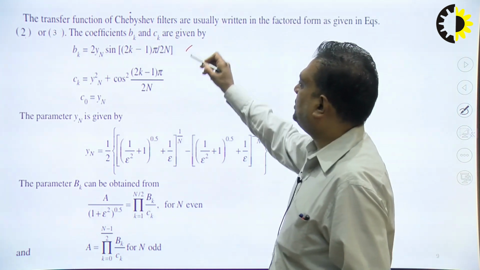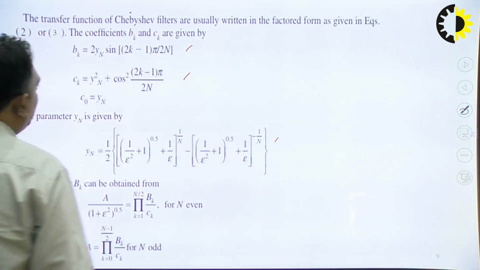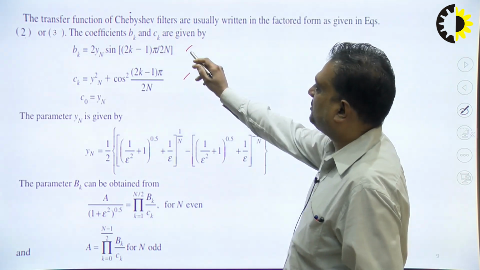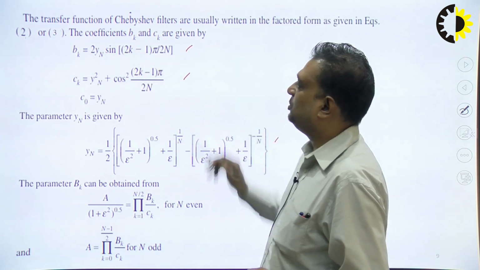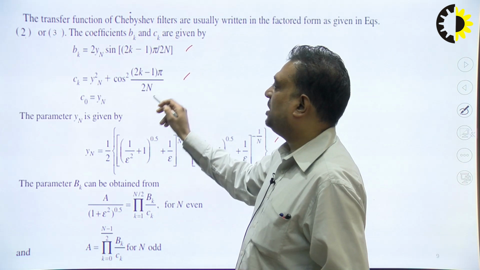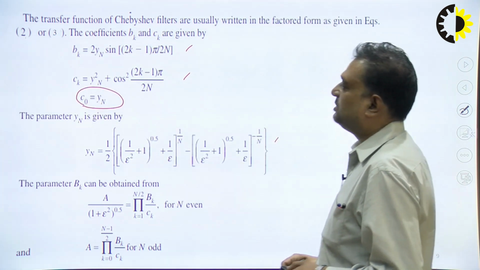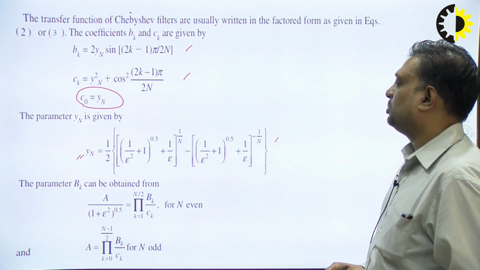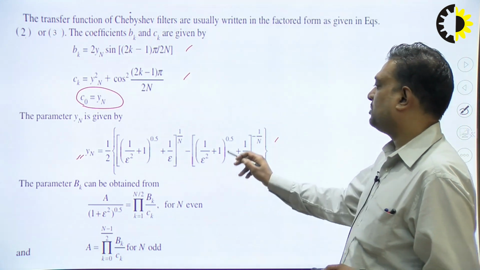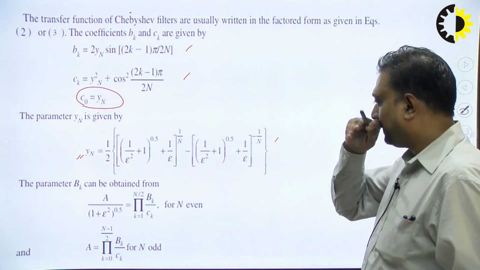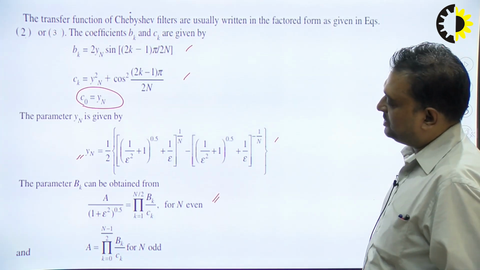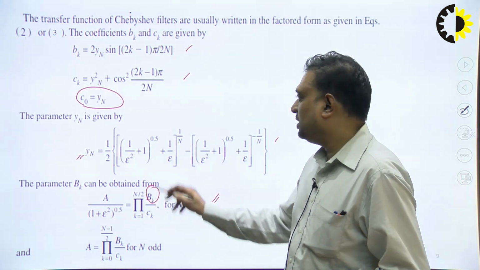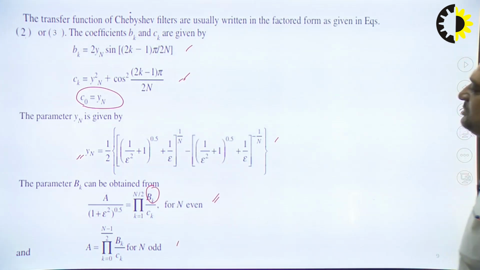and these are the formulas for the designing of Chebyshev filter. I have already discussed that there are three coefficients: bk, small ck, and capital Bk. The formulas for those are given here. Bk equals 2 yn sin((2k minus 1) pi by 2n), and ck is yn square plus cos square((2k minus 1) pi by 2n). Important thing is that C0 will be equal to yn. And yn is given by this formula: 1 by 2 times [((1/epsilon square) plus 1)^0.5 plus 1/epsilon] whole power 1 by n minus [((1/epsilon square) plus 1)^0.5 plus 1/epsilon] whole power minus 1 by n. And bk can be obtained using this formula, a upon under root 1 plus epsilon, for k equals 1 to n by 2, bk by ck. So using this formula we can calculate bk if ck has been calculated. These are the designing formulas based on which we can calculate the values.